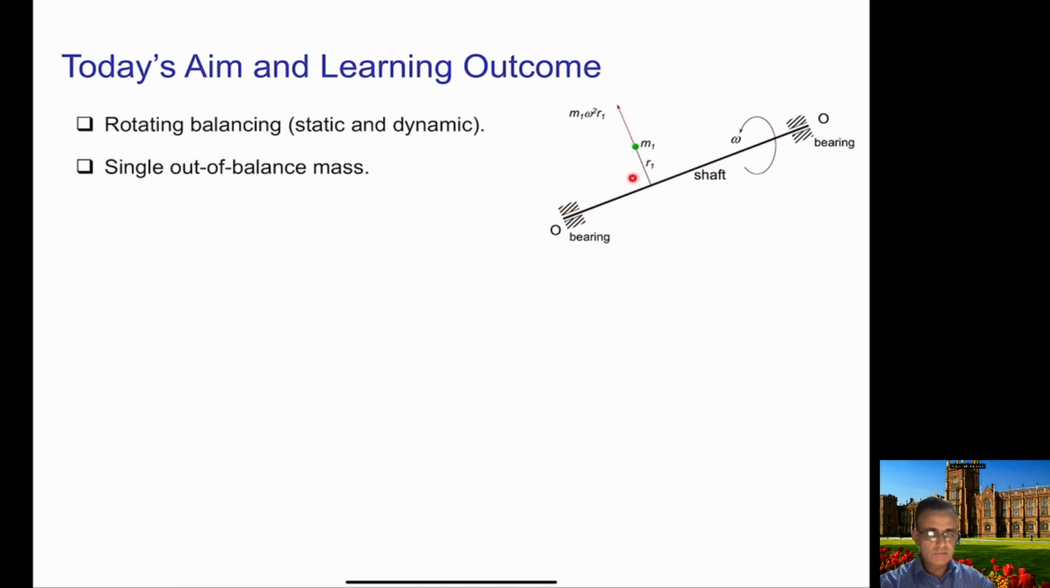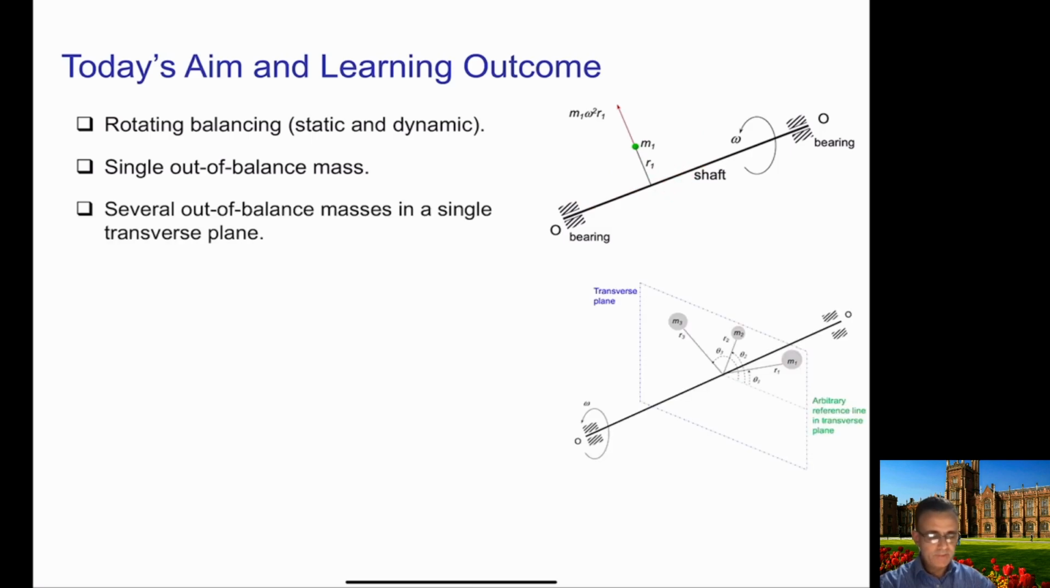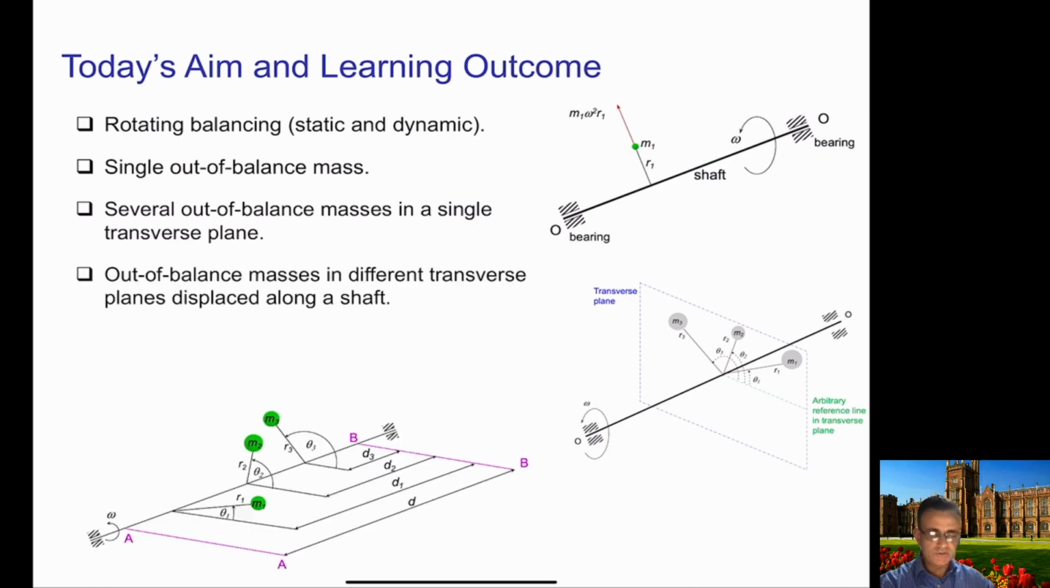We will discuss this in a minute, how you will balance this system here. In addition to this, we will also discuss the second topic, where you may have several out of balance masses, but in a single transverse plane. As you can see in this figure, you have multiple masses, M1, M2, M3, all in different directions, but all in a single transverse plane.